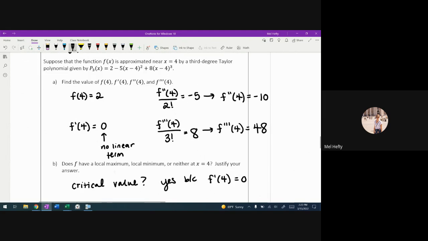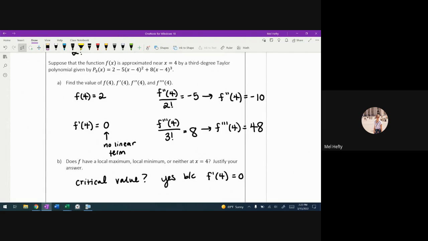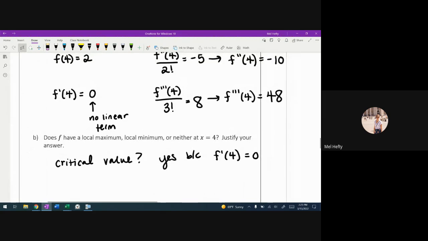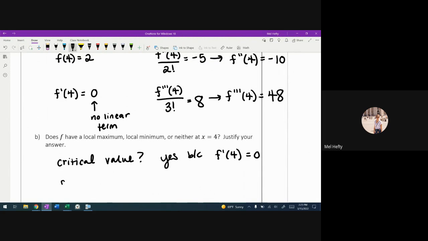Now, do I have enough information to make a sign chart? Well, I would argue no, because we only have these 4 pieces of information about f. We could do a sign chart with the polynomial, but that's not really legal. We don't know if the polynomial is doing the same stuff that f is. We do, however, have information about the second derivative. Does anyone remember the second derivative test? Yeah, maybe. All right, let's lead ourselves through it.